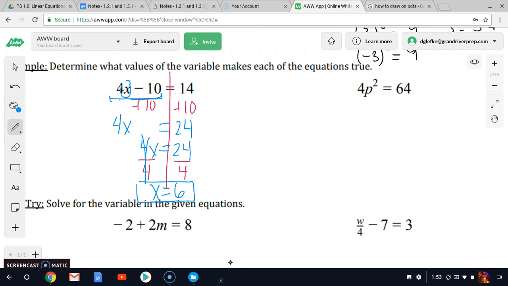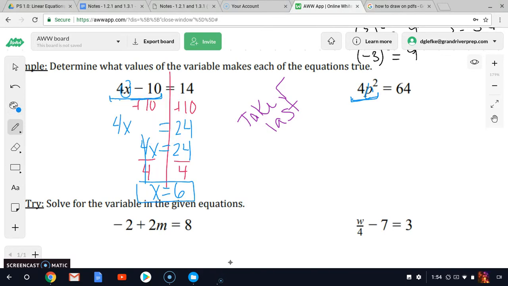Our next example is the one right to the right: 4p squared equals 64. My variable is on the left side again. There's a couple things going on. I have the 4 out in front, and it's being squared. We always want to do the square root last. Let's write that in our notes. So, take square root last. And that's the square root symbol.